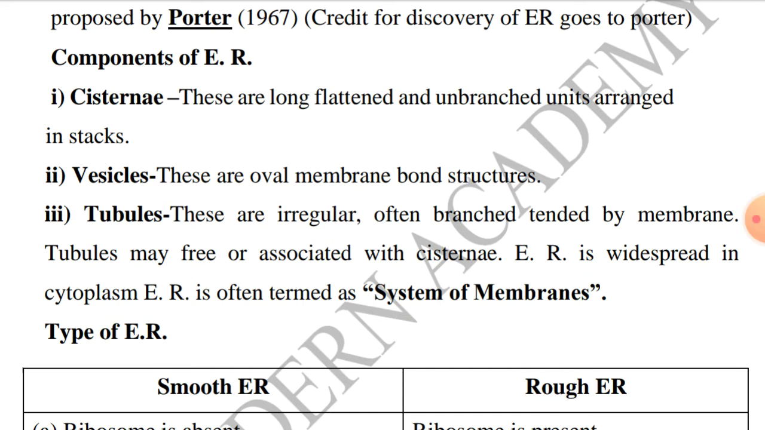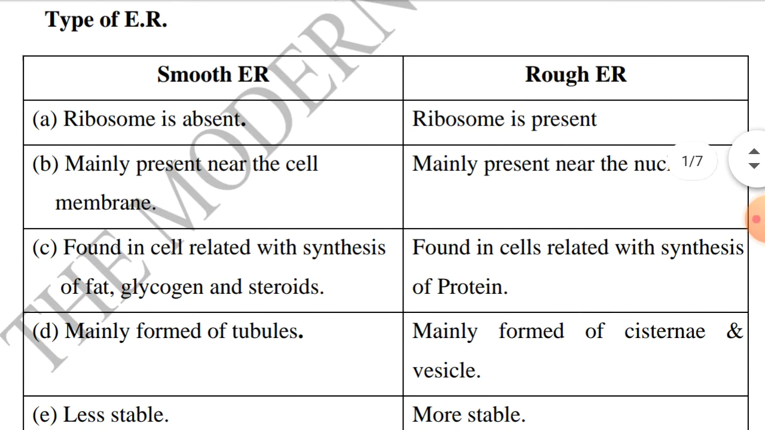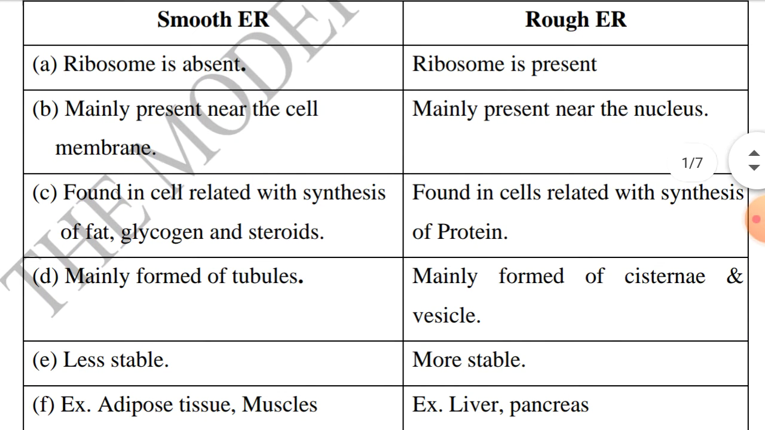Endoplasmic reticulum is divided into two types. One is smooth endoplasmic reticulum and another one is rough endoplasmic reticulum. In smooth endoplasmic reticulum, ribosome is absent. In rough endoplasmic reticulum, ribosome is present. Smooth endoplasmic reticulum is present near the cell membrane. Rough ER is present near the nucleus.